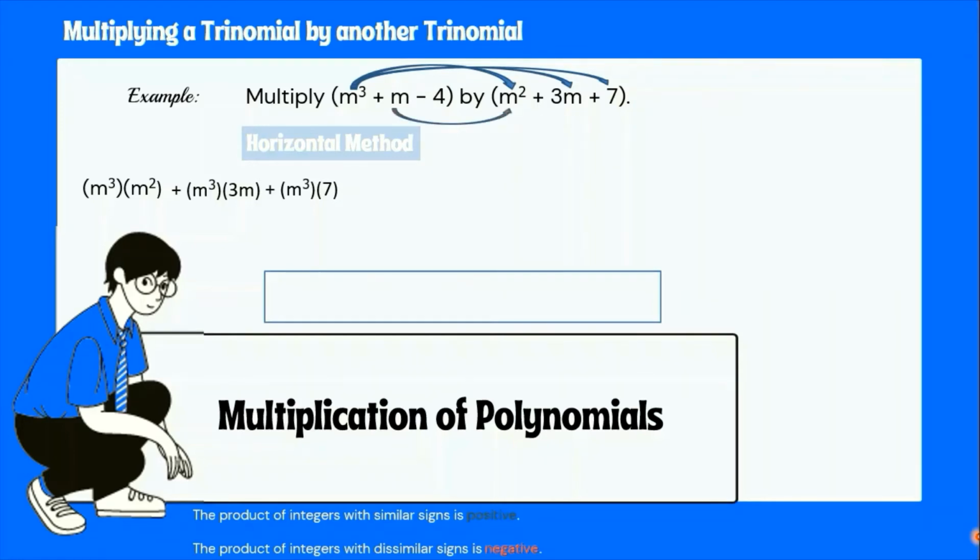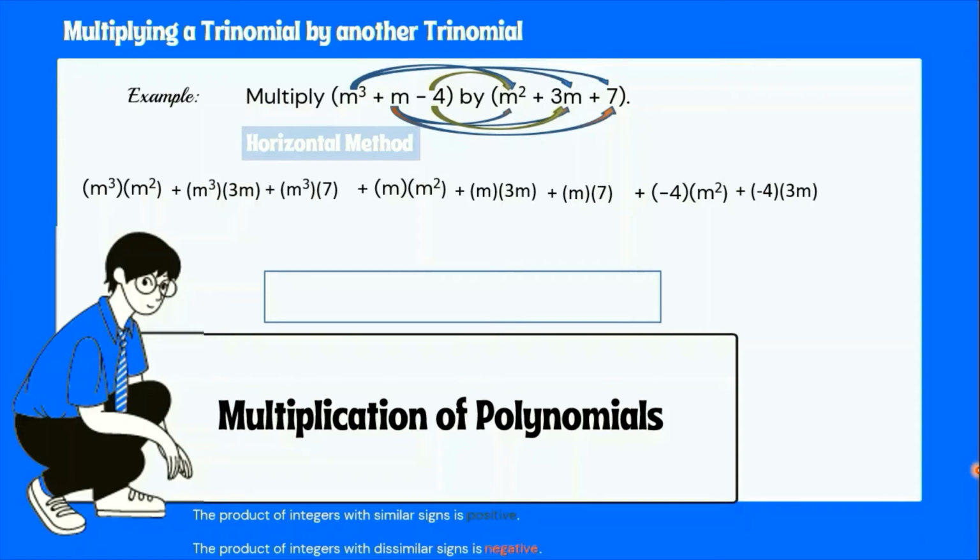M multiplied by m squared. Pangalawang term naman tayo. M multiplied by 3m. Third term, m multiplied by 7. So, meron tayong pangatlong term which is negative 4. Distribute din natin siya sa kada term. Negative 4 multiplied by m squared. Negative 4 multiplied by 3m. Last, we have negative 4 multiplied by 7. And then, let's multiply them all together na para siyang monomial by monomial.